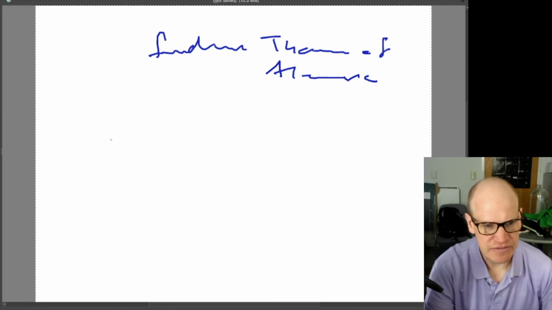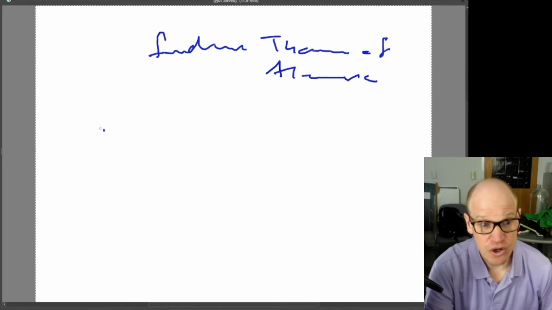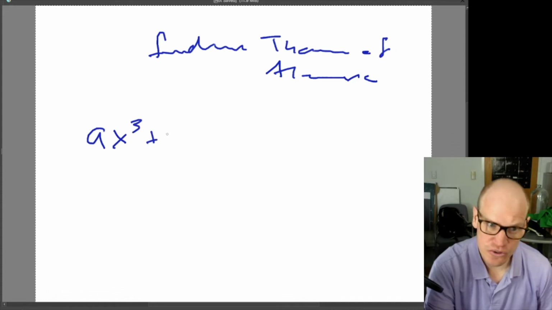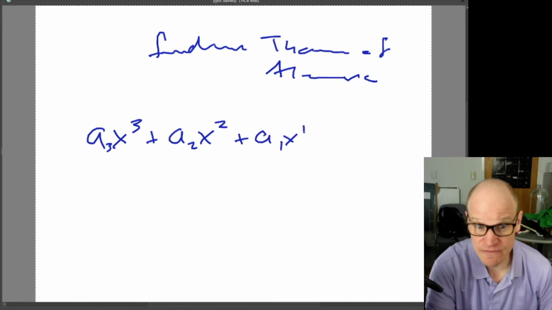what we're talking about in this case is something like a coefficient times x to a power, like 3, plus another coefficient. Let me put a subscript on the coefficients: a sub 3, x cubed, plus a sub 2, x squared, plus a sub 1, x to the first, plus a sub 0, x to the 0, is equal to 0.